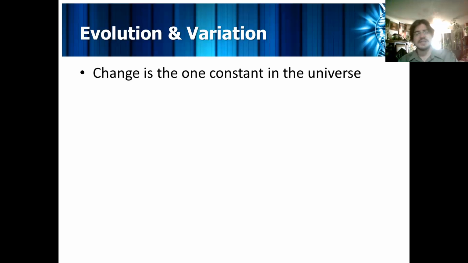Change is the one constant in the universe. The environment in which an organism lives is never constant for very long. When you think about an environment, storms can roll through, diseases can pass through, you can have droughts, and you can have extremely cold, long winters. The changes in an environment in a single year can be numerous.